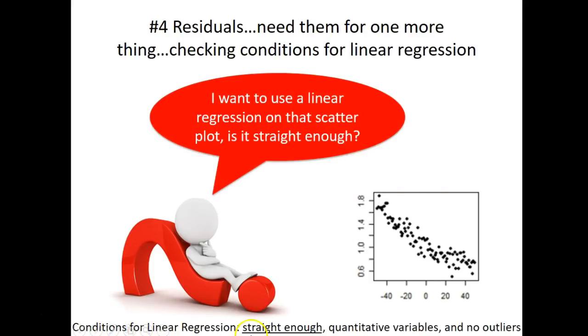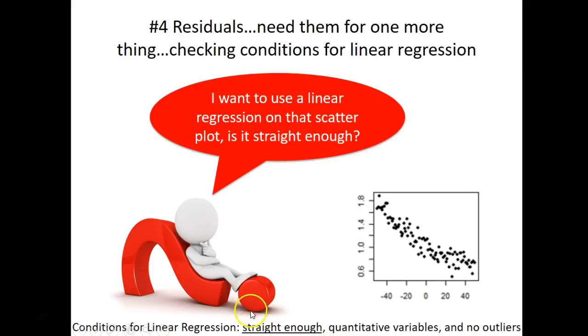The conditions are down here. Straight enough, quantitative, and no outliers. Or if there are outliers, I find them and remove them. Now these two are not too bad. I can look and see if X and Y are quantitative. I can look at my scatter plot to check on outliers.